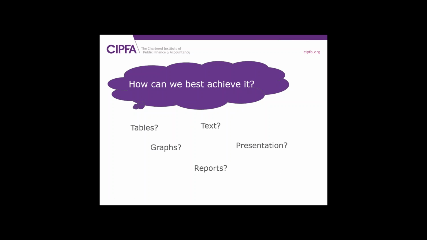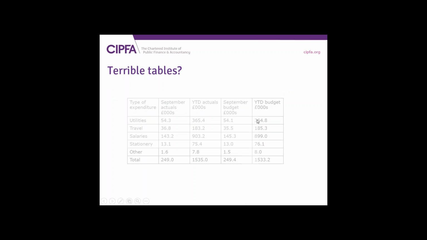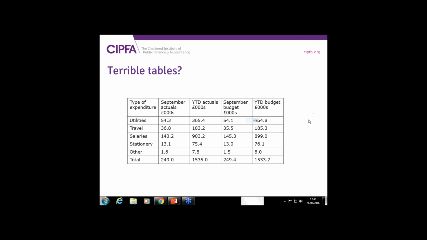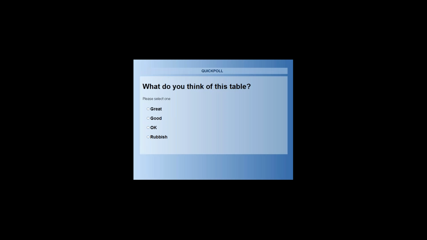Right, so what I'm going to show you next is a table. And this is a fairly standard table, one that you've probably come across something very similar at some point in your career. I've got a list of expenditure, I've got some actuals and budgets for the month, I've got some year-to-date actuals and budgets as well. What I'd like you to tell me, and I'm going to open my second poll here, is what do you think of this table? Is it great? Is it the best table you've ever seen? Is it okay? Is it good? Or is it just really rubbish and you hate it?